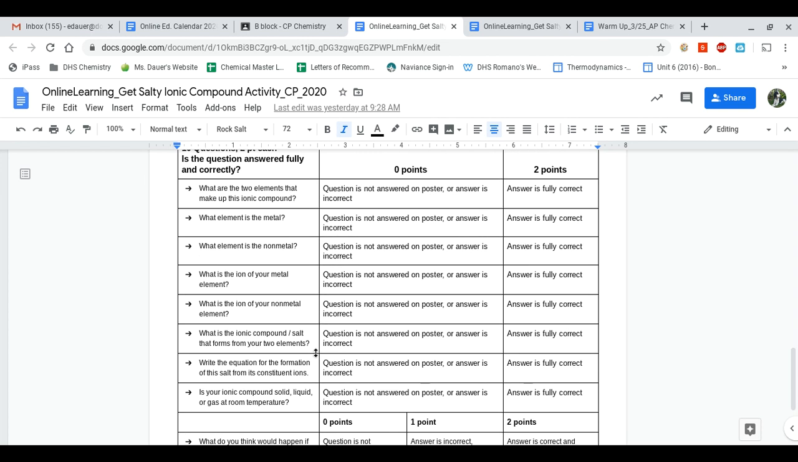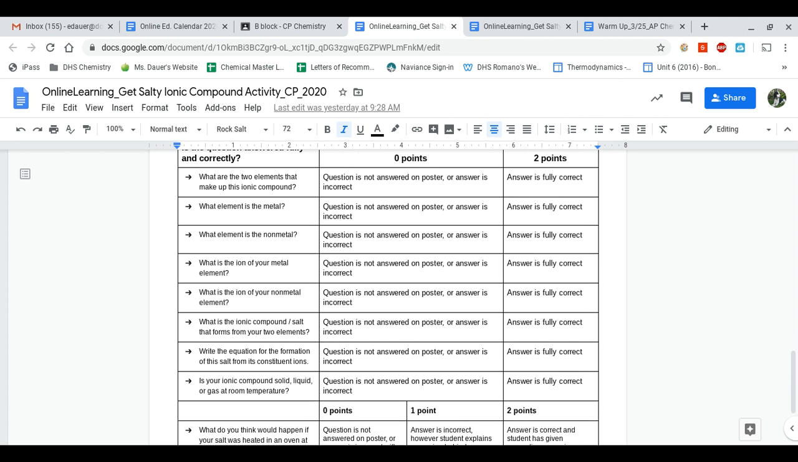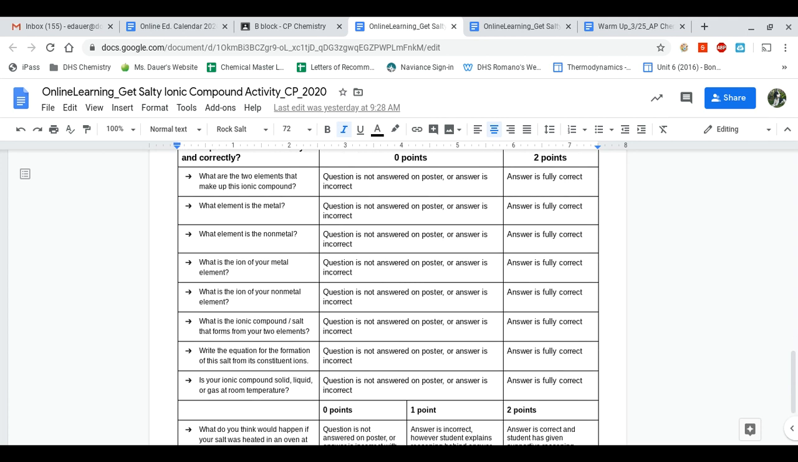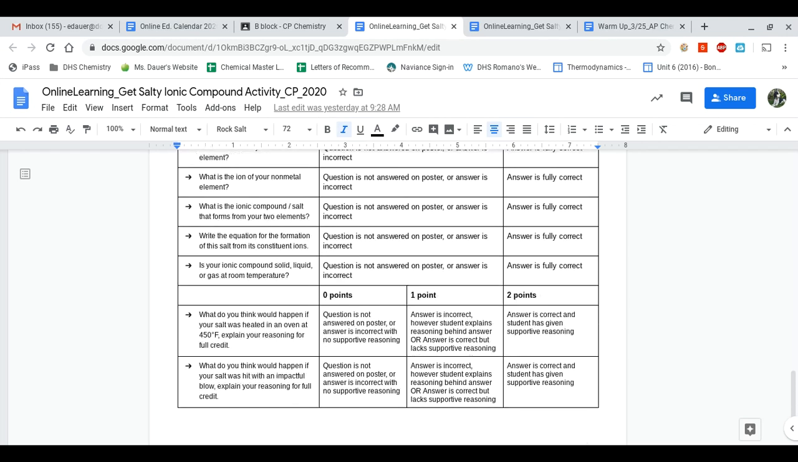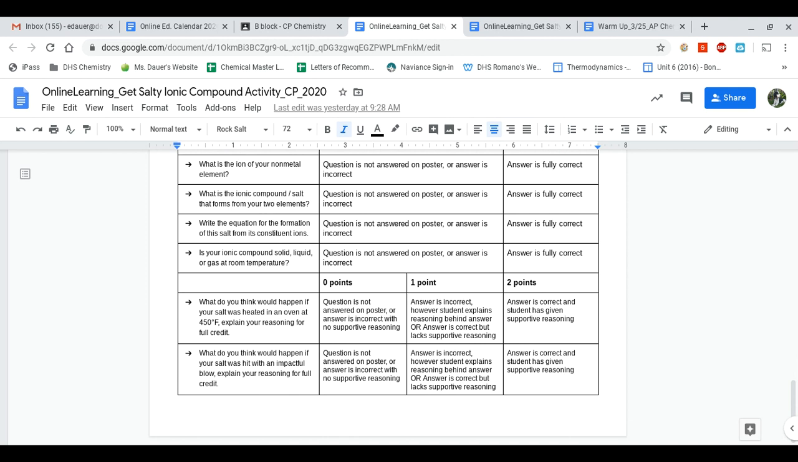The questions. I want to go through these questions, but just to remind you of the point allocations, for most of these, I think it's the first 8, you need to be fully correct to get your points. It's kind of just a yes or no question. There's kind of one answer. But for these bottom 2 questions about heating your salt in an oven at 450 degrees and then hitting your salt with a hammer, an impactful blow, you can get 1 point for being correct as far as your determination of what's going to happen. And then you also get 1 point for your justification. So don't forget those justifications on your posters.